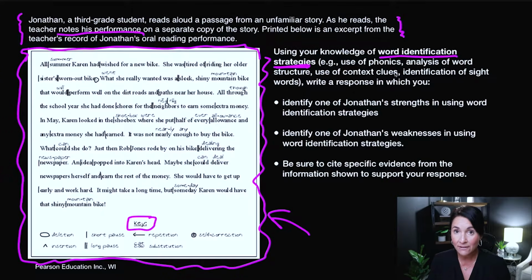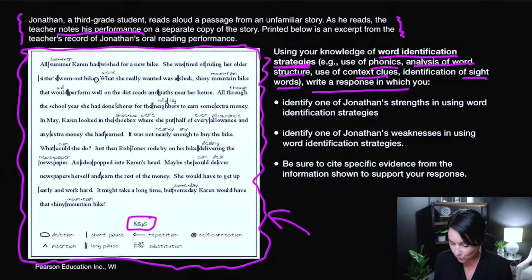So word identification strategies, and then they give you examples here. Phonics, analysis of word structure, which I usually call structure analysis. Context clues, identification of sight words. Notice they're prompting you here. They're giving you several things you can talk about. You don't have to write this from scratch.